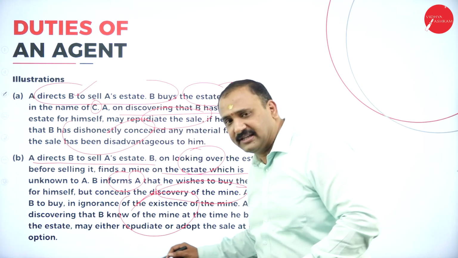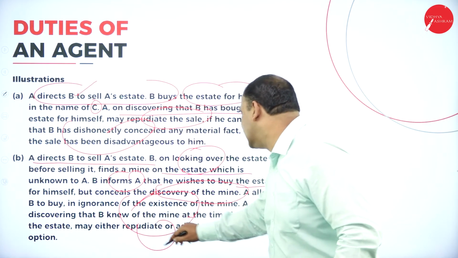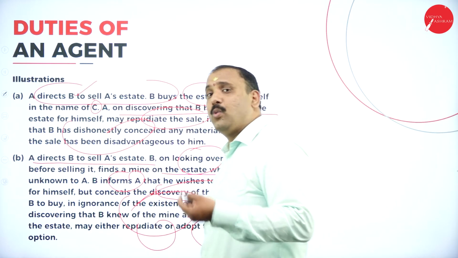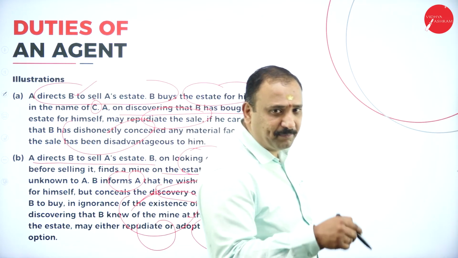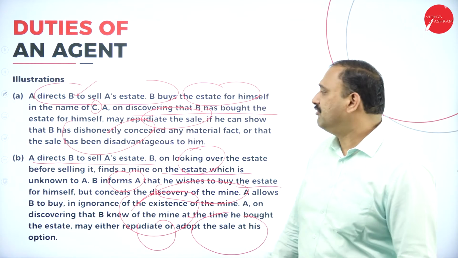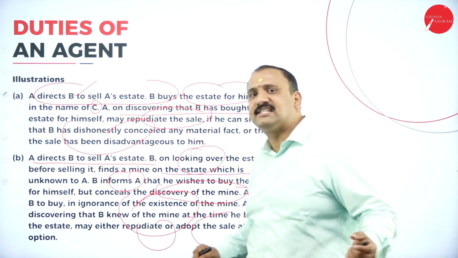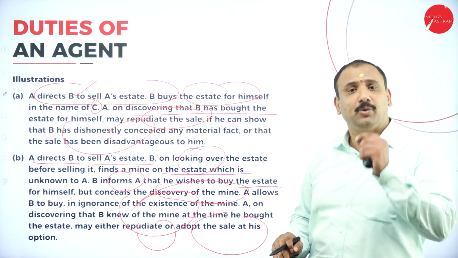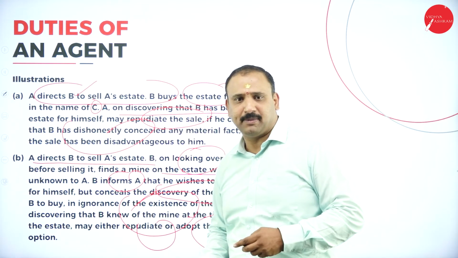A, on discovering that B knew of the mine at the time he bought the estate, may either cancel or adopt the sale at his option. So now what will happen? Once A comes to know the truth that B has hidden the fact of the mine being there, automatically it becomes an option for the principal, that is A, to cancel the transaction, cancel the sale altogether. So that is why it is very, very important for an agent to be transparent and truthful in all the transactions that are done by him.